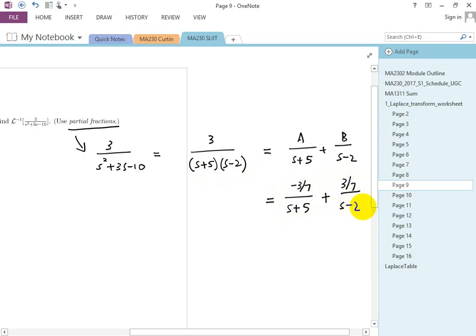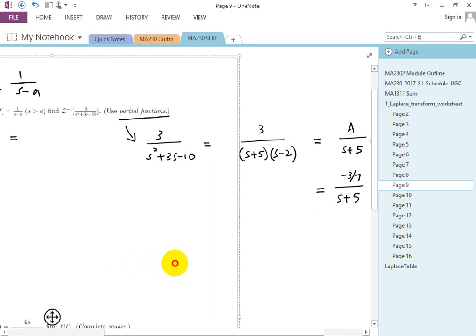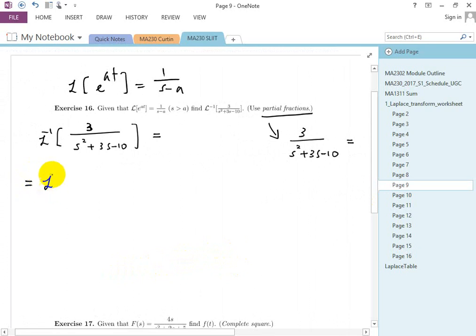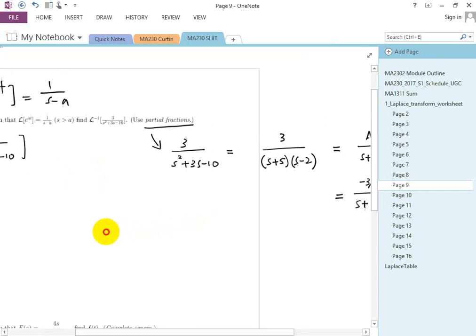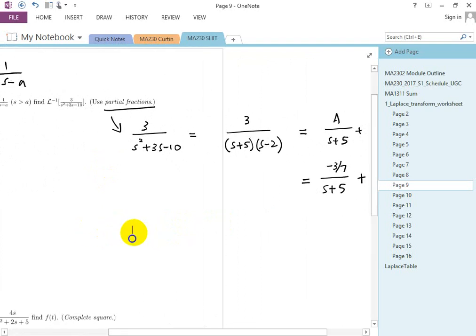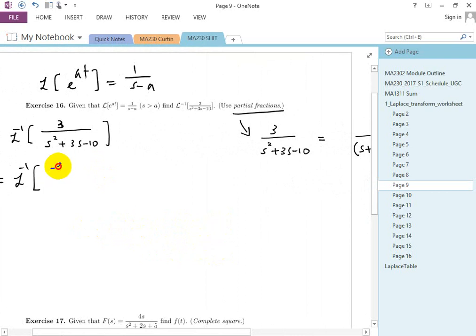Okay, so that's the partial fraction. Which means you can write this one as inverse Laplace transform. So we just found this to be minus 3 over 7 (s plus 5) plus 3 over 7 (s minus 2).